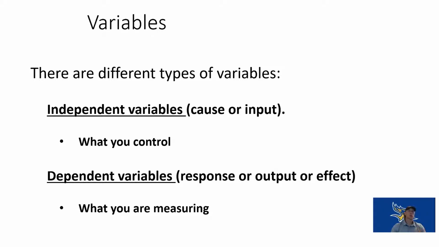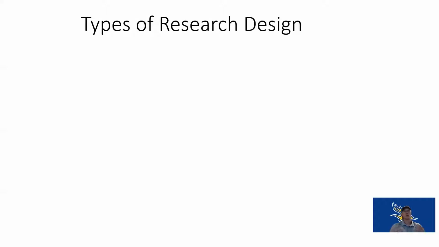The independent variable is what you control, or what the researcher decides is the cause or the input. This is what we have control over. A dependent variable is a response or the effect or what's happening, what we're measuring based on our assessment, our test, our measurement. This is what we are measuring. So independent variables we control, dependent variables we measure. Okay, so let's go a little bit further. We'll come back to these topics.